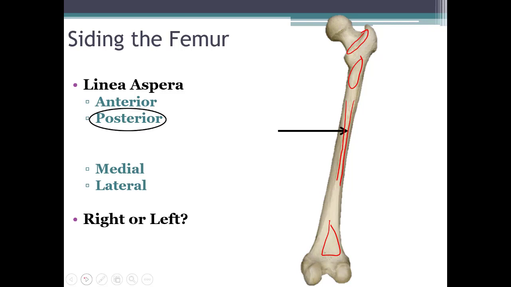And then as far as medial and lateral go, I always like to use the head because the head should point in towards the acetabulum, so it should point medially. So knowing that I'm looking at the posterior side of a femur and the head's facing medially, I know that this is a right femur.